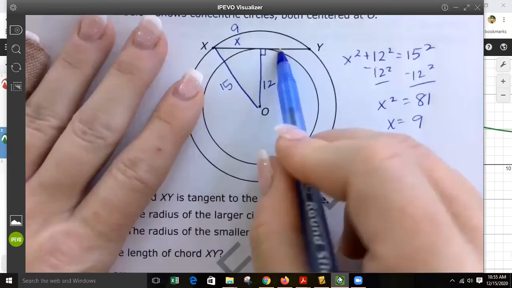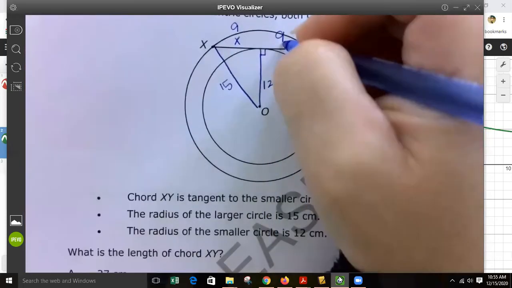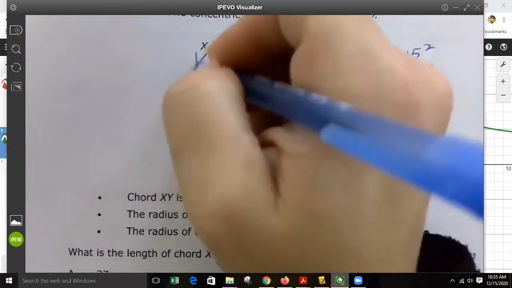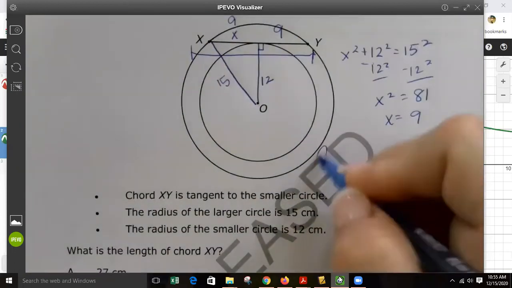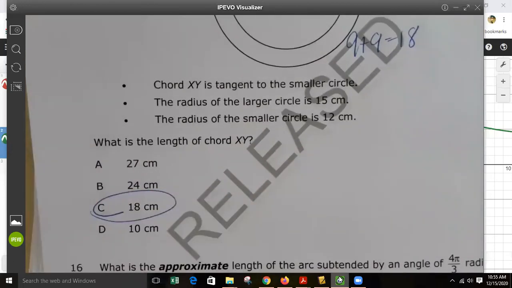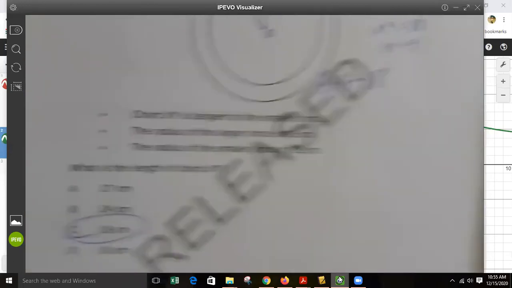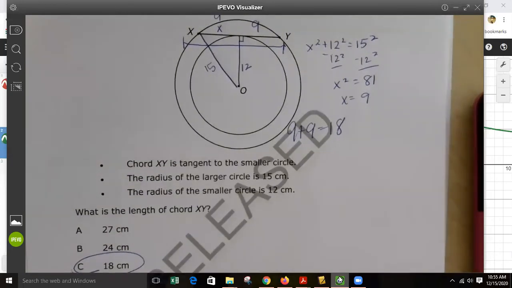So how much is this side? 9, because they're equal. So then how long is XY? 18. Perfect. So your answer is C. So just so you see all that at one time. Any questions?